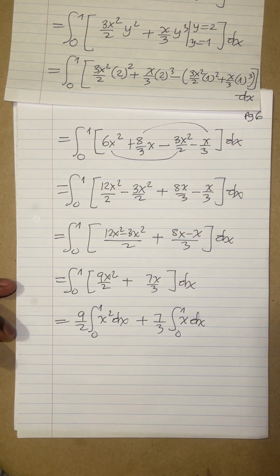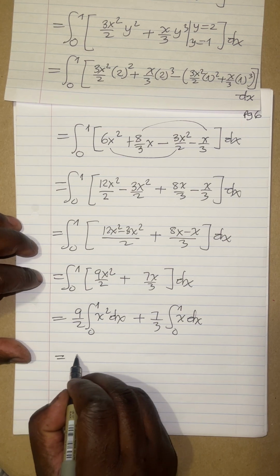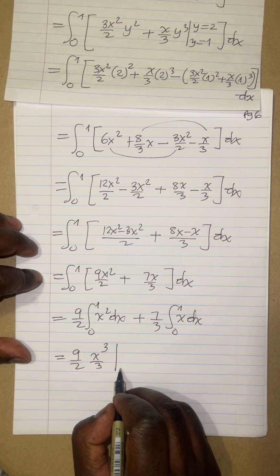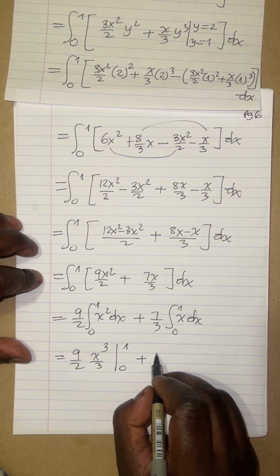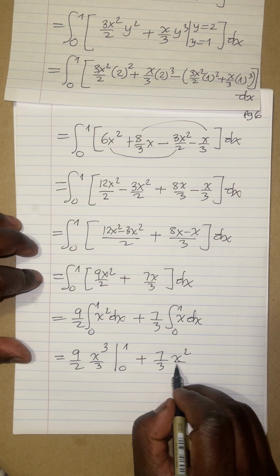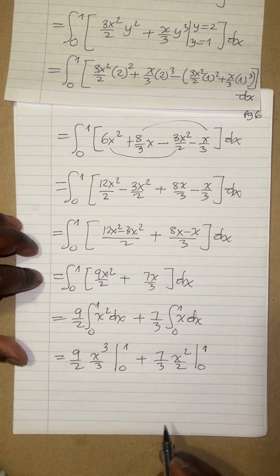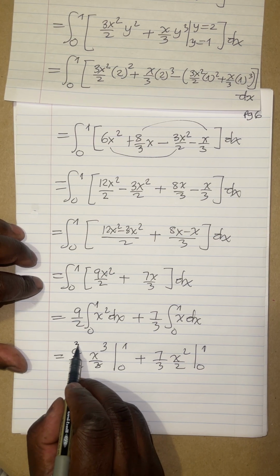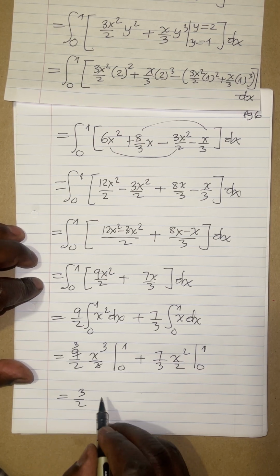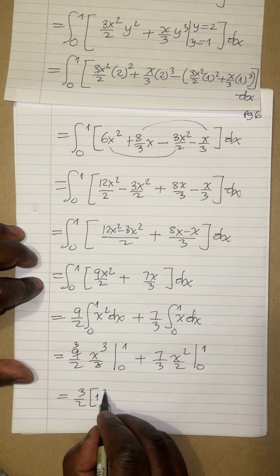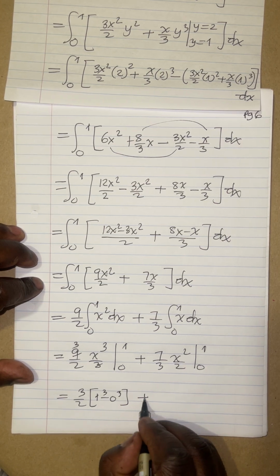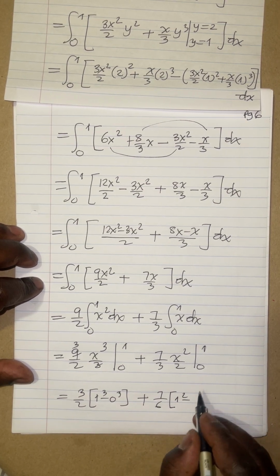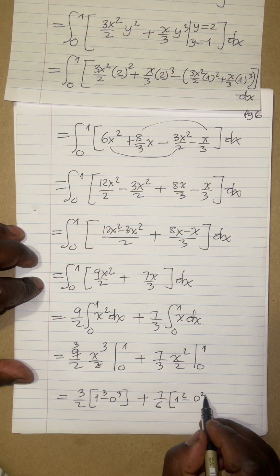Now excuse me, so this one here is going to be 9 over 2, and then we have x cubed over 3 limit of integration 0 up to 1 plus 7 over 3, and then we have x squared over 2 limits of integration 0 up to 1. Now remember, this is a constant and that's a constant, so this 3 going into 9 is 3, so what I have is 3 over 2 and then I'm going to say put 1 there, it will be 1 cubed minus 0 cubed, plus this is 7 over 6, and then put 1 there, it will be 1 squared, minus put 0 there, it will be 0 squared.